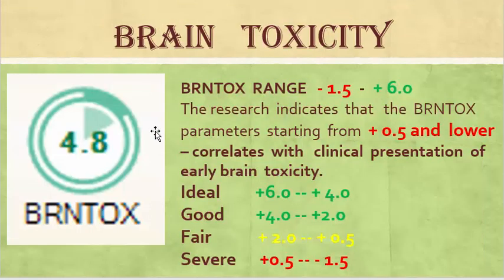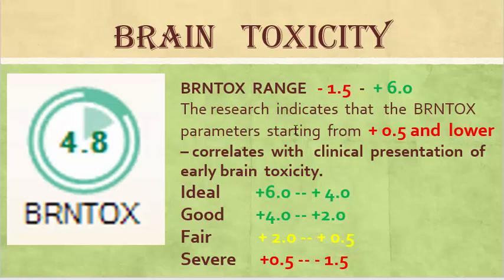The next parameter we're looking at is brain toxicity. The brain toxicity range runs from negative 1.5 to positive 6.0. In this case, the more positive, the better, so it has less brain toxicity.